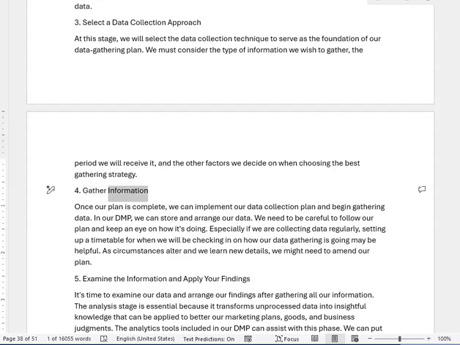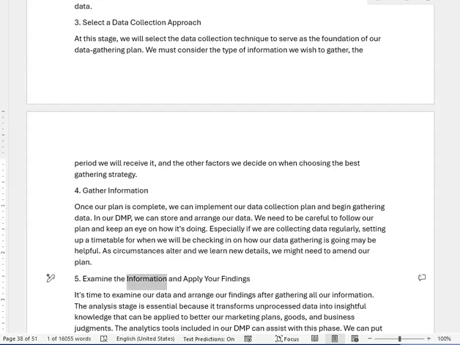Gather information. Once our plan is complete, we can implement our data collection plan and begin gathering data. In our DMP, we can store and arrange our data. We need to be careful to follow our plan and keep an eye on how it's doing. Especially if we are collecting data regularly, setting up a timetable for when we will be checking in on how our data gathering is going may be helpful. As circumstances alter and we learn new details, we might need to amend our plan.